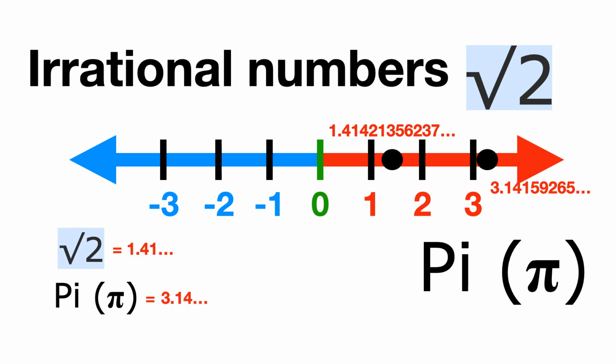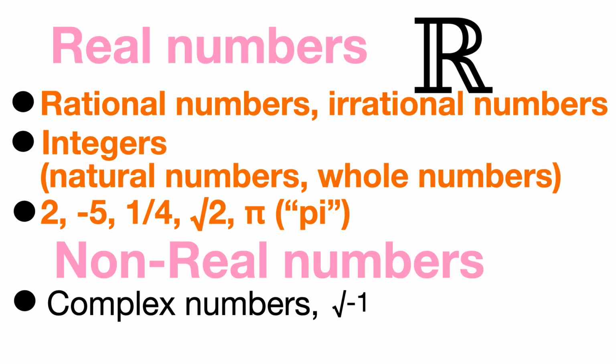It is good to memorize that the square root of 2 equals approximately 1.41 and pi equals approximately 3.14. The set of real numbers is denoted using the symbol R and is sometimes called the reals. Practically, real numbers are the numbers that you can think of: 2, -5, 1/4, the square root of 2, and pi.